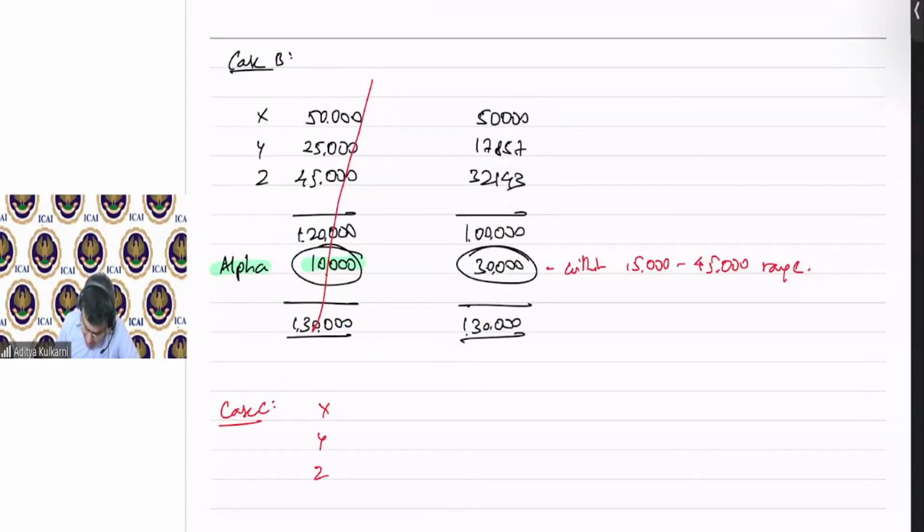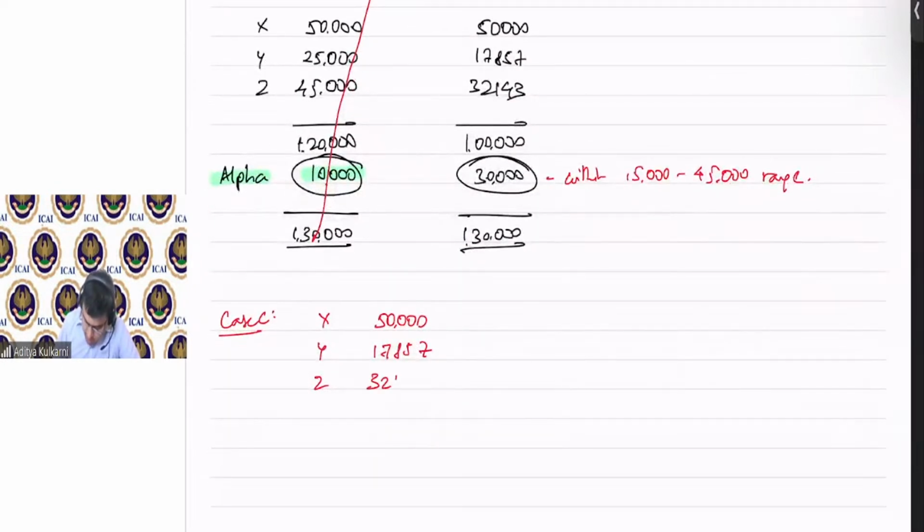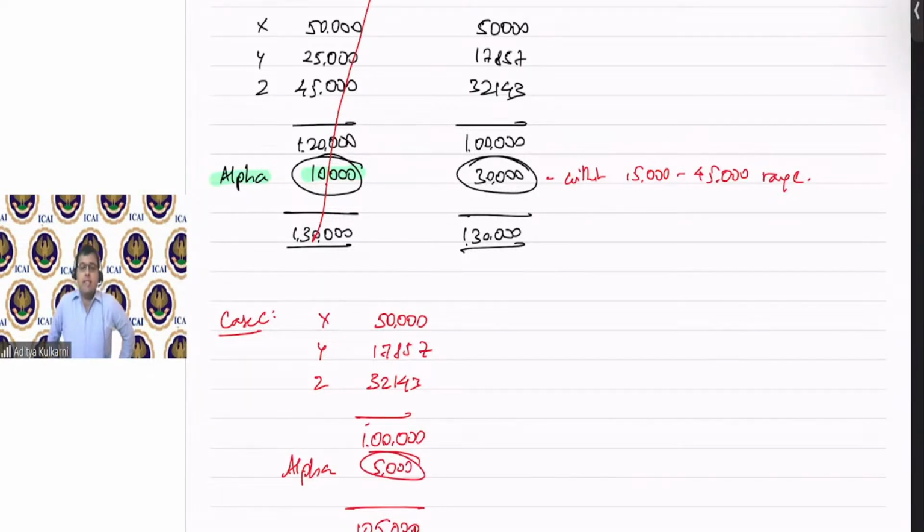So X, Y, Z 50, 17,857, 32,143, 1 lakh, alpha, is this 5,000 within 15 and 45? Answer is no. And because it is not within 15 and 45, is this allocation acceptable? Answer again is no.